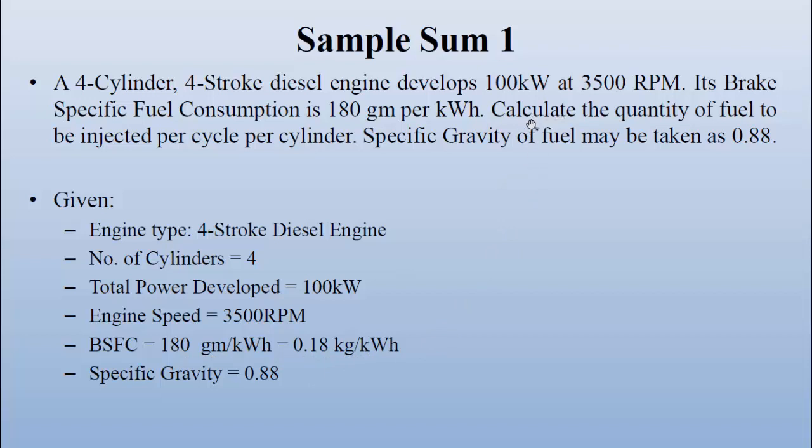What they have asked us to find is the quantity of fuel to be injected per cycle per cylinder. Okay, so the amount of fuel, that is the volume of fuel that is injected per cycle per cylinder. And the specific gravity of fuel has been given as 0.88. So we can use this specific gravity to find the density of the fuel.